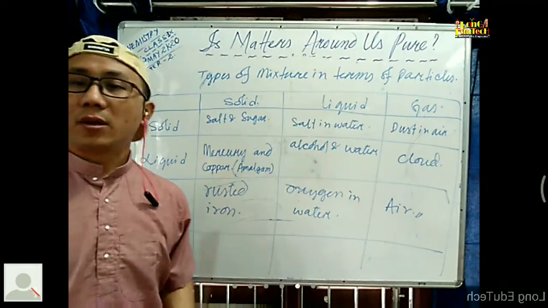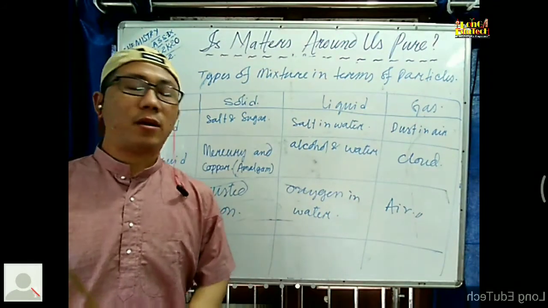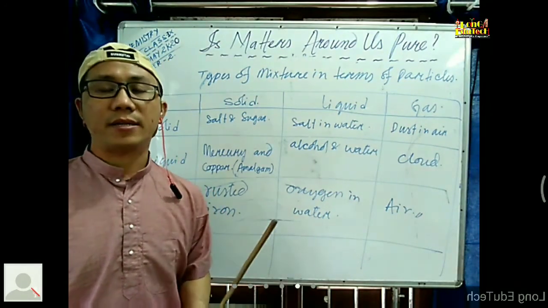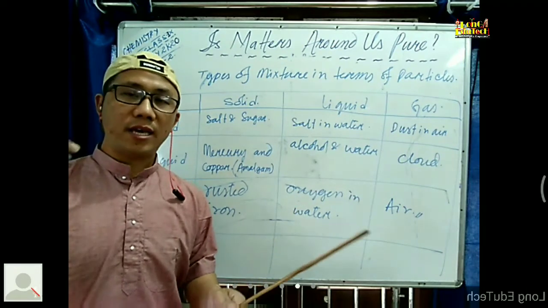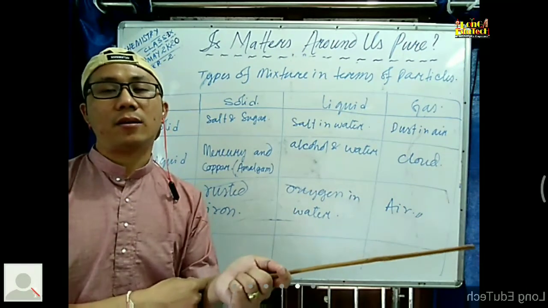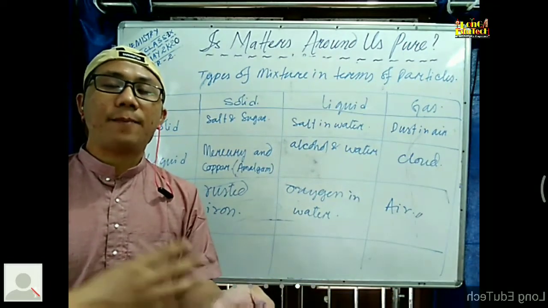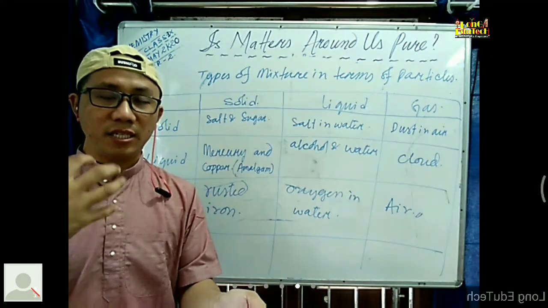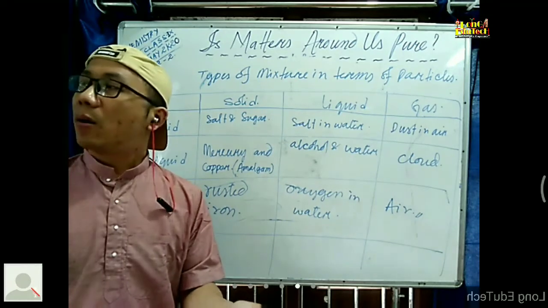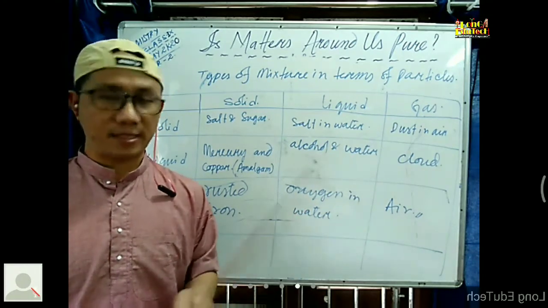When the iron gets rusted, above the surface of the iron there is air, and in the air there is oxygen. They combine in the presence of water, and the iron gets rusted. A brown coating develops on the surface of the iron, right? So that is rusting. Okay, so that is the example.